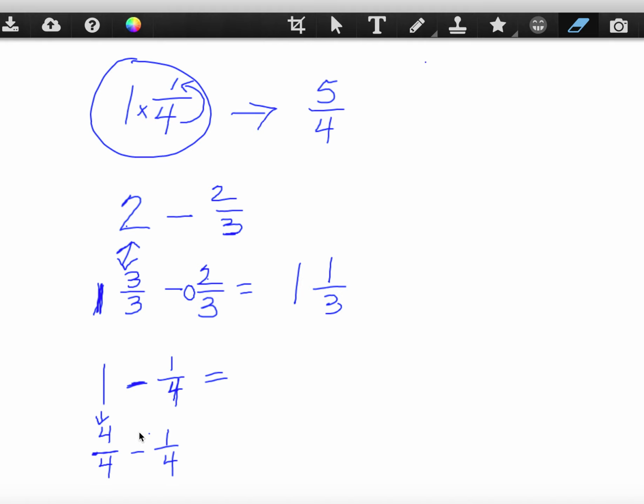Now I'm set up where I can subtract the 1 from the 4 and get 3/4. So that's one form of regrouping. When I have a whole number and I'm trying to subtract a fraction from it and I want to break it down so I can do that, those are 2 examples of how you would regroup. But now let's look at when we have a mixed number on one side and a mixed number on the other side. How do we do that? So let me show you some examples of that.